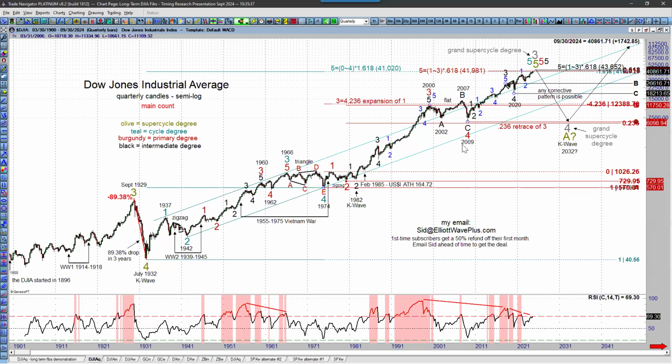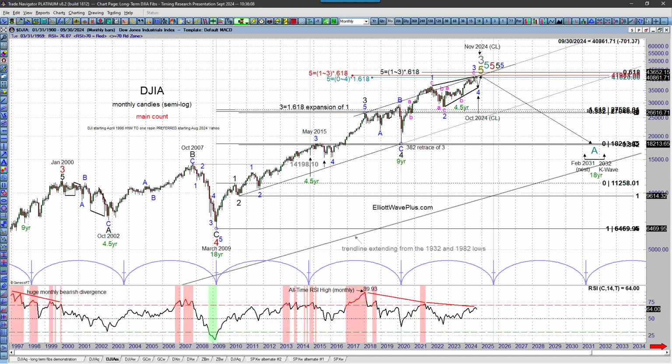So, up from the 2009 low, 1, 2, 1, 2, 3, 4, 3, another triangle, another expanding triangle, but at two lesser degrees than the expanding triangle that lasted from 1966 to 1974. And the upward movement from the 2020 low is a thrust from a triangle. So let's look at the monthly chart.